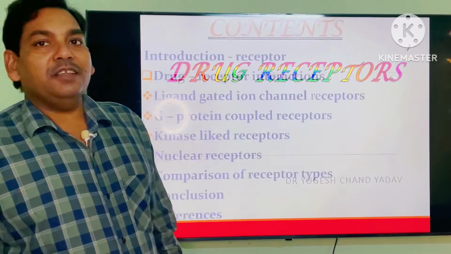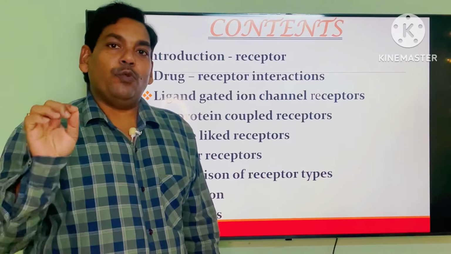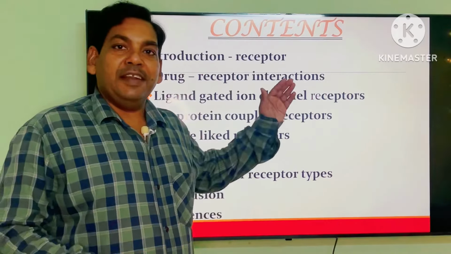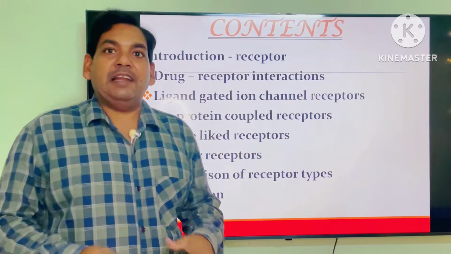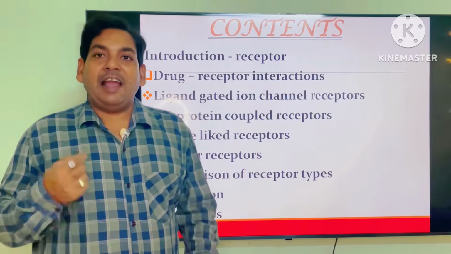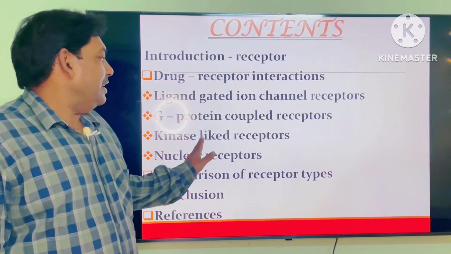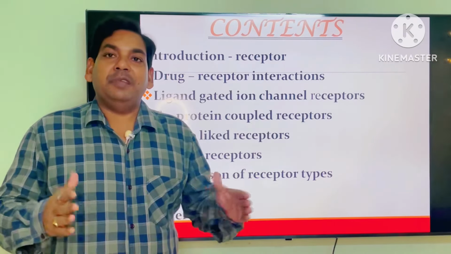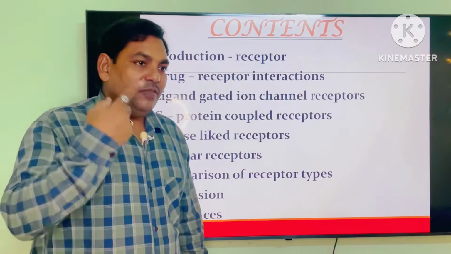A receptor is a specific type of protein that has the capacity to recognize any molecule and give a response. That is known as a receptor. Content of this lecture: first is the introduction of receptor, second is drug receptor binding, third is ligand gated ionic channel, G protein coupled receptor, then kinase linked receptors, and nuclear receptor, and comparison of the various types of receptor, and conclusion, after that references.